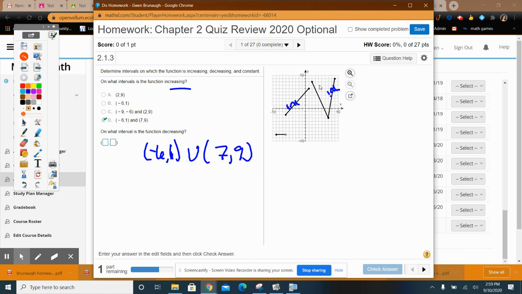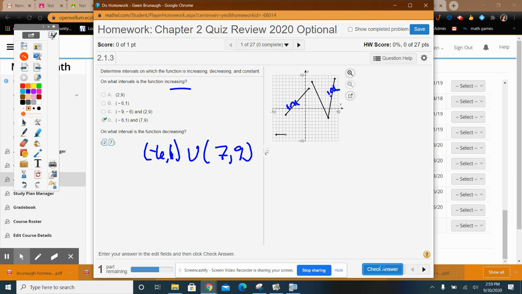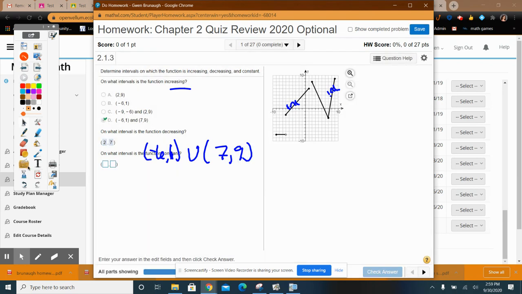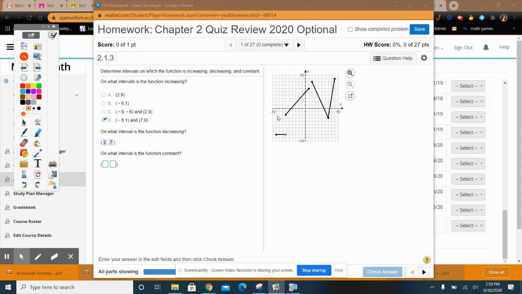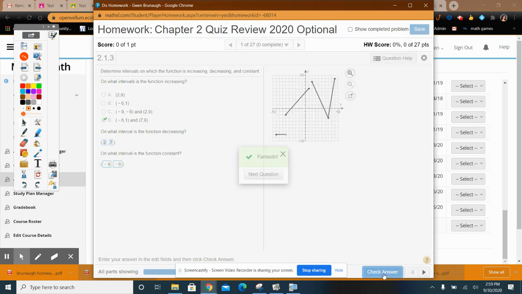And when is it decreasing? Well, it's decreasing here from 2 to 7, it looks like. That's that piece going downhill right there. And then it is constant right here from -9 to -6. So -9 is a small number, -6 is the big number. It's always small number to big number. Don't forget that.